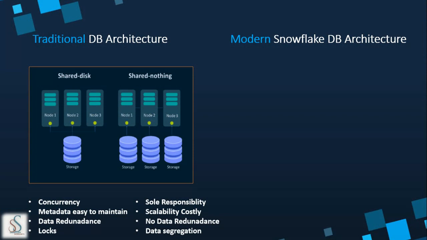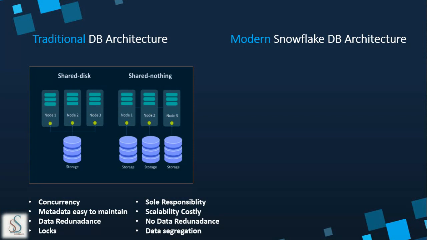So redundancy is possible in this approach. But one of the disadvantages here, as discussed, is locks. If node 1 and node 2 are trying to access or insert into the same table, then node 2 will get an error that the table is locked because node 1 is already using it. So there are some advantages and also disadvantages in this approach. Okay, now we are clear with the traditional DB architecture.